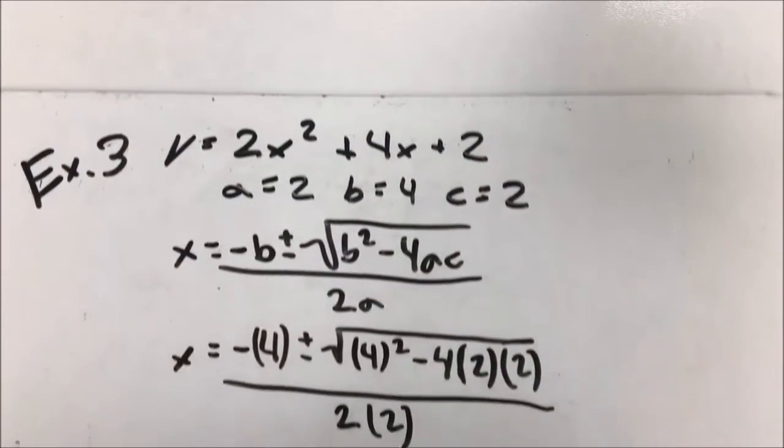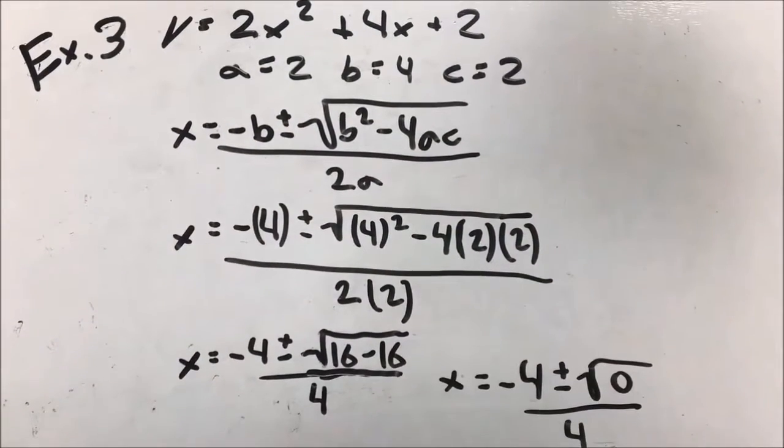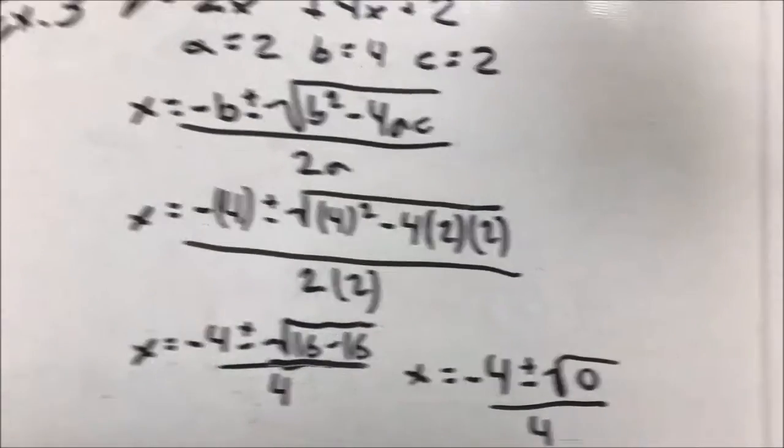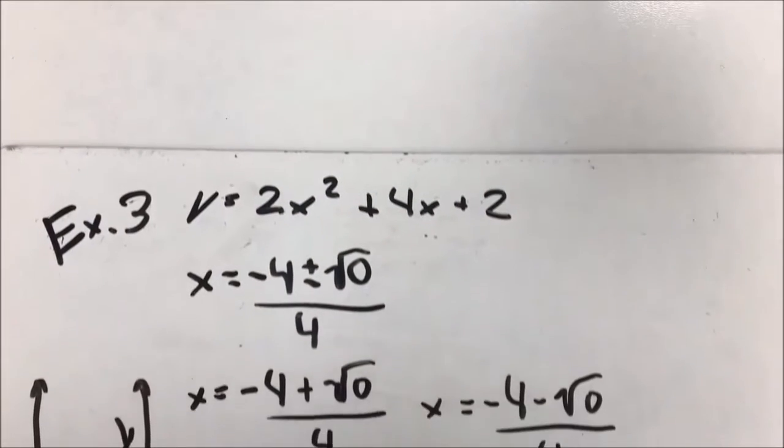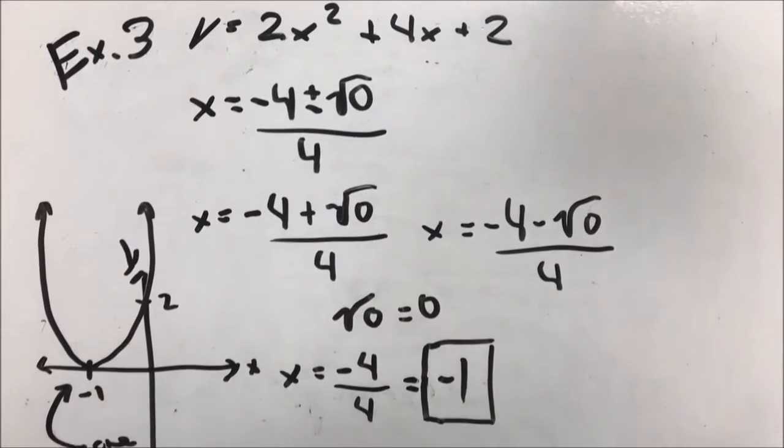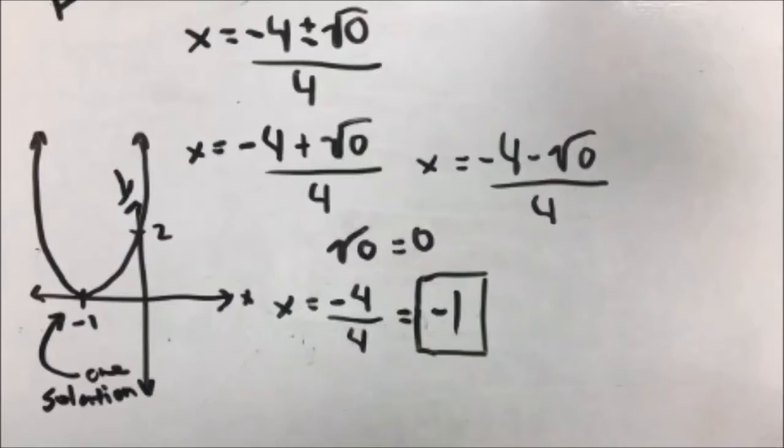Now that we have those values, we can put them into the quadratic formula, and simplifying it out, we get x is equal to negative 4 plus minus the square root of 0 over 4. Adding or subtracting the square root of 0 will result in no value change because the square root of 0 is equal to 0. So x is equal to negative 4 plus 0 over 4, and x is equal to negative 4 minus 0 over 4 gives us the same answer, which is x is equal to negative 4 over 4, which is equal to negative 1. Checking our work, we can see that there is one solution only.